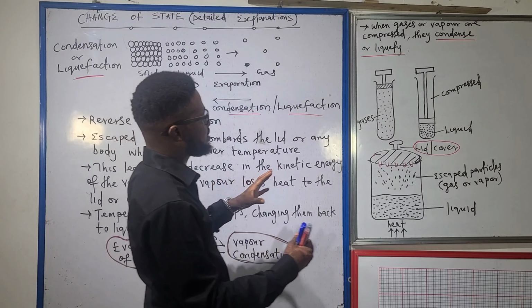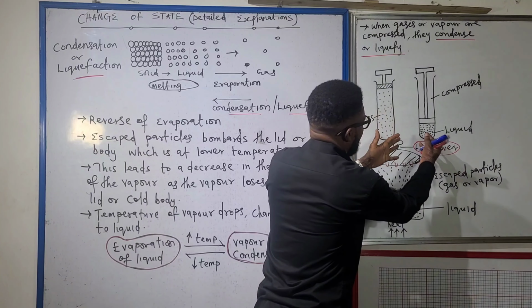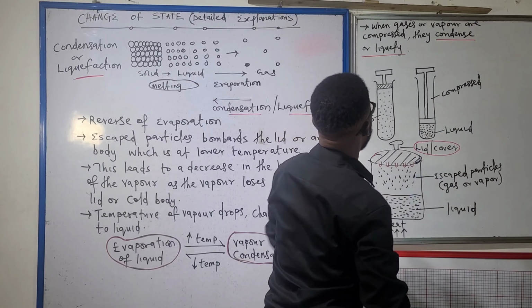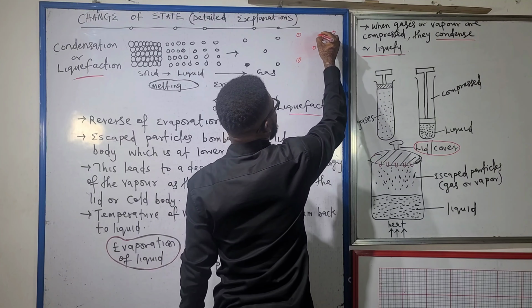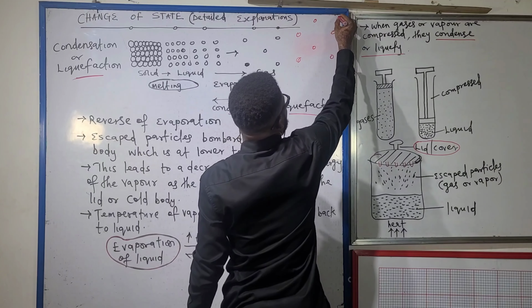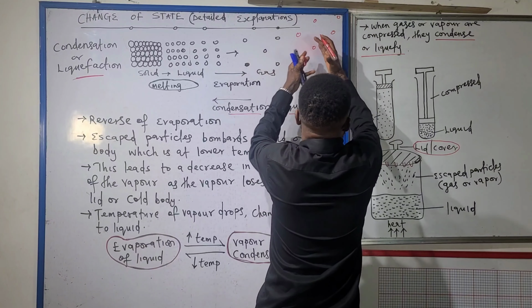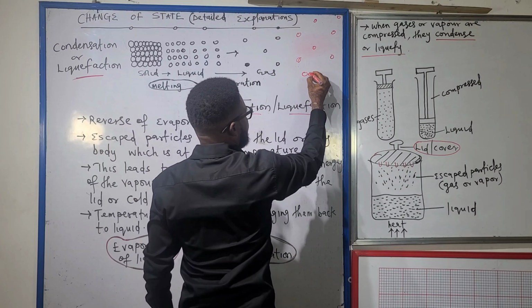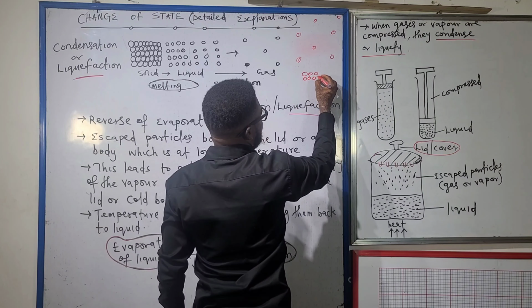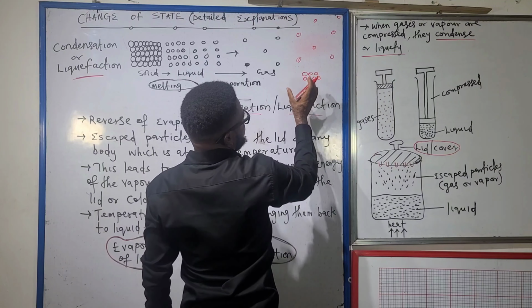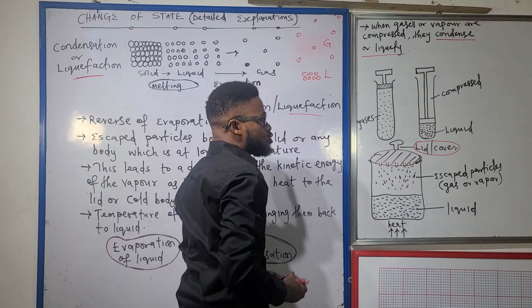When you compress gases into a small space, they change to liquid. I think we've done that before. Let this be my particles of gas. You can see how spaced out they are. If I compress them into a tiny space like this, if I compress them together, you see it moves from gas to liquid, and that is what condensation is.